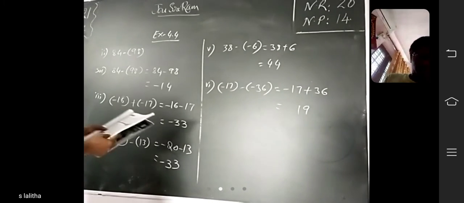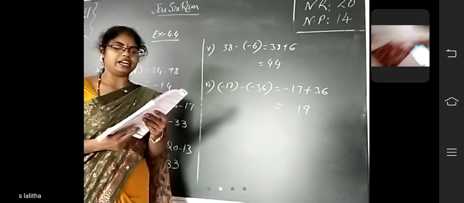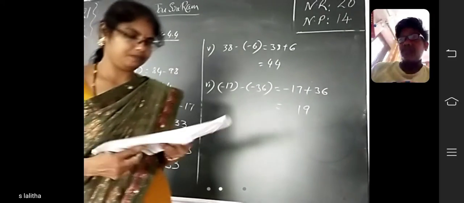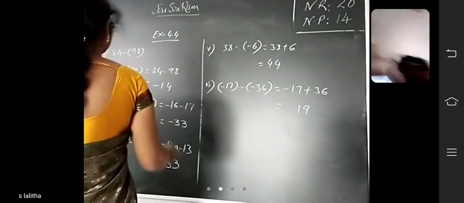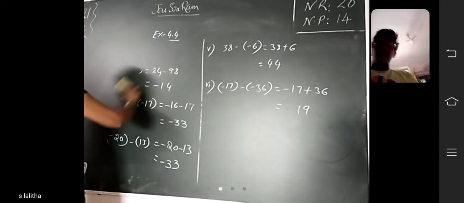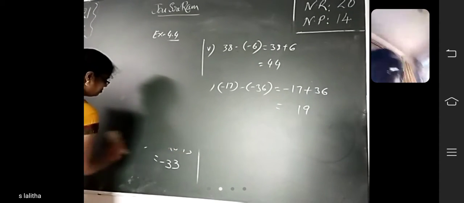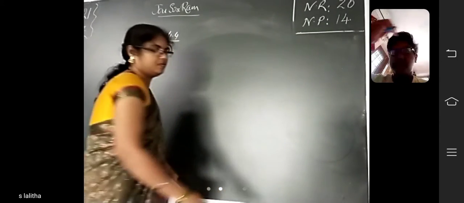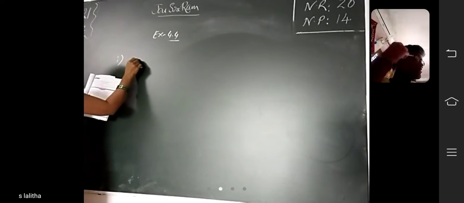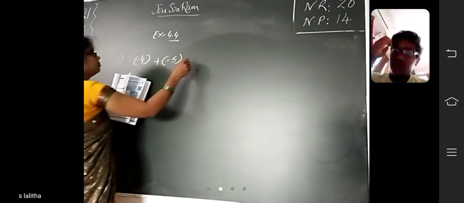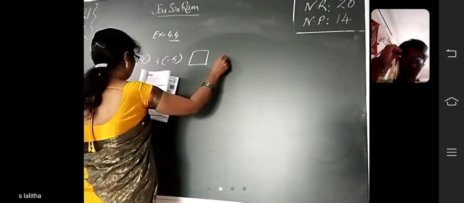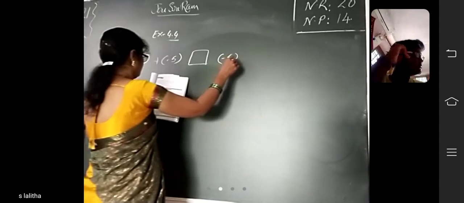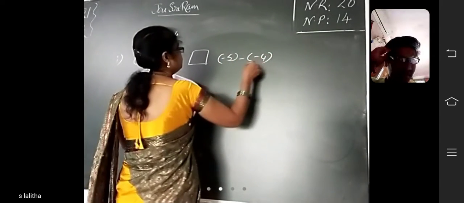Next, see the second question, children. Fill in the boxes with greater than, less than, or equal to sign. So you have to fill the boxes in your textbook only. Don't write in your notebooks. So what is the first question given? -4 plus -5. Next here, -5 minus of -4 given.